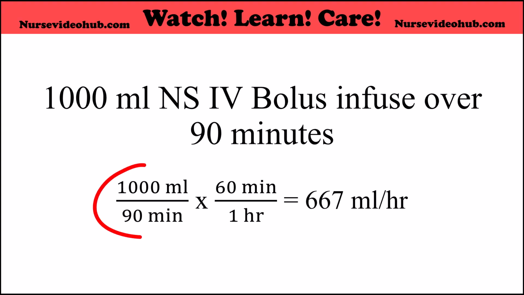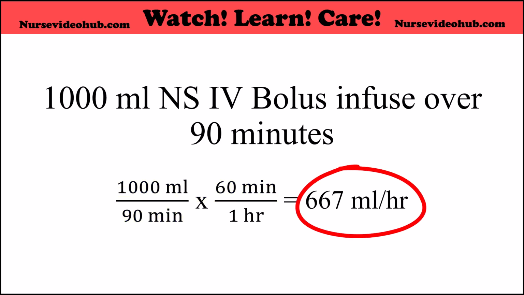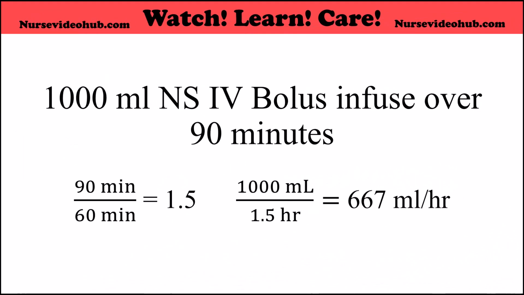The total fluid of 1,000 milliliters over the time to run of 90 minutes. Multiply by the conversion factor of 60 minutes per 1 hour. The minutes cancel out. 1,000 milliliters times 60 divided by 90 equals 667 milliliters per hour. And that is what you program the IV pump to, 667. You can always divide the 90 minutes by 60, which equals 1.5.